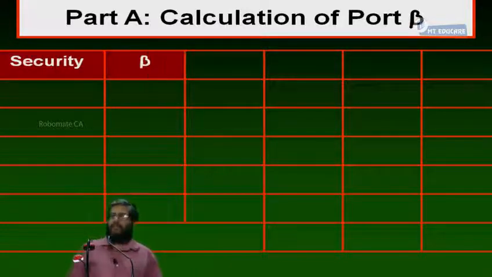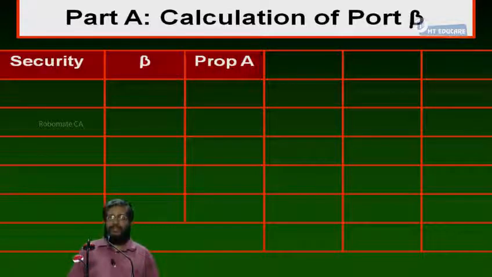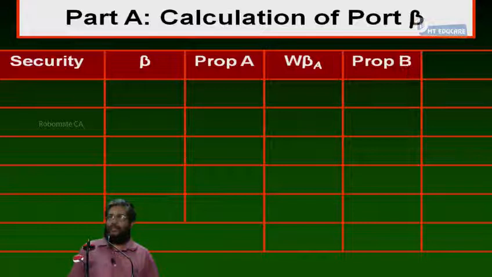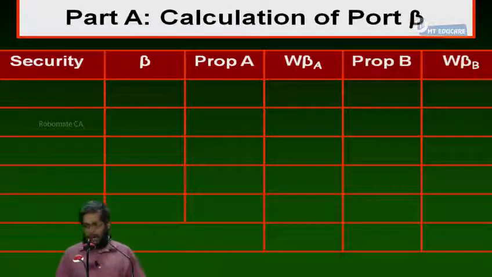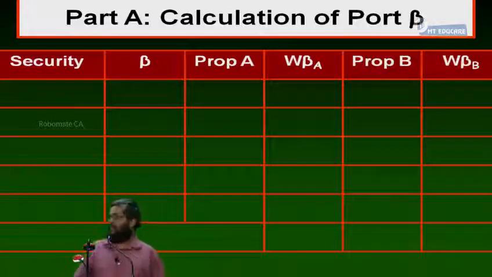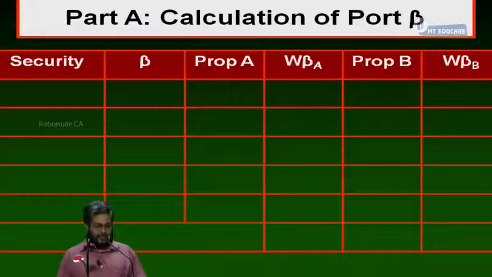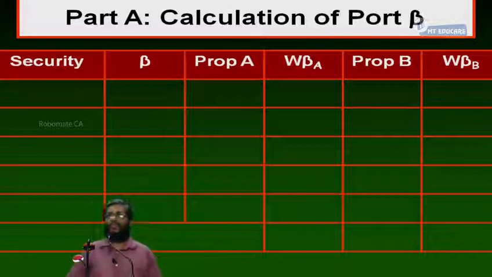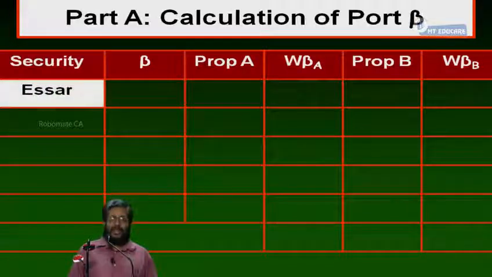Security, beta, proportion of A, weighted beta of A, proportion of B, weighted beta of B. Two portfolios included in the same table. Can you start or not? Finish writing up. Tell me the security names.